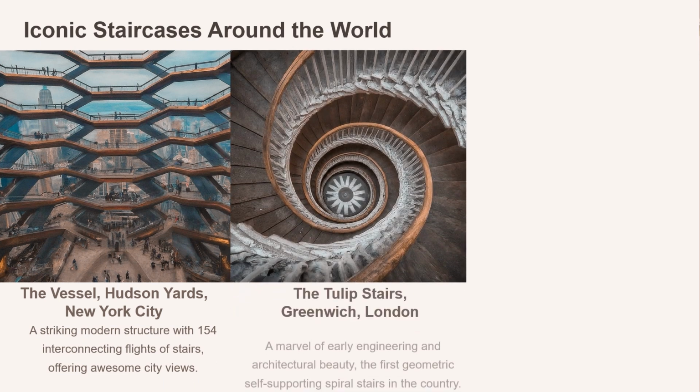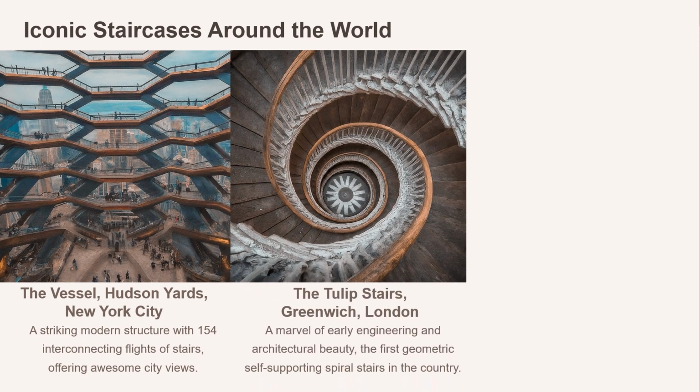Next, if you go back to the 17th century in London, another marvel of early engineering and architectural beauty, the Tulip Stairs at Queen's House in Greenwich, London. Built as a part of Queen's House, these spiral stairs are renowned as the first geometric self-supporting spiral stairs in the country.